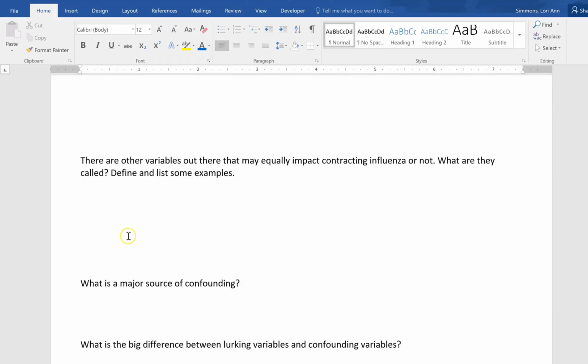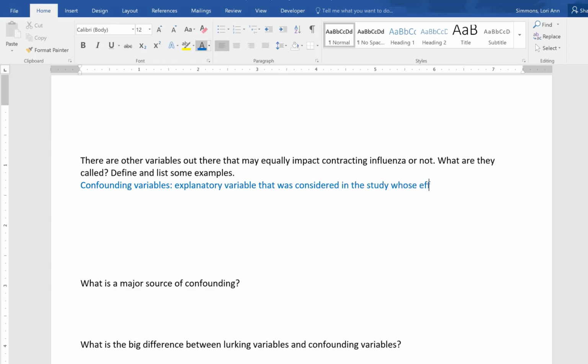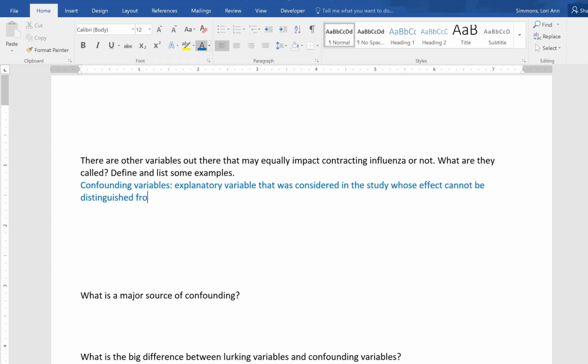There are other variables out there that may equally impact contracting influenza or not. What are they called? These are called confounding variables. So we're going to define that. It is an explanatory variable that was considered in the study whose effect cannot be distinguished from a second explanatory variable in the study.